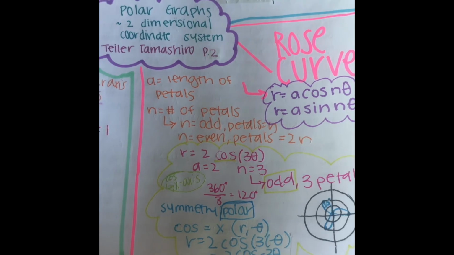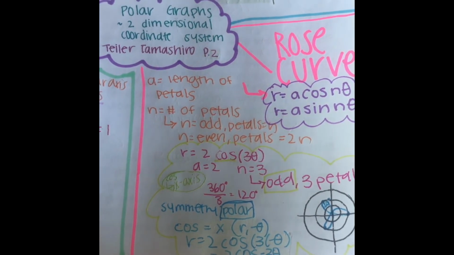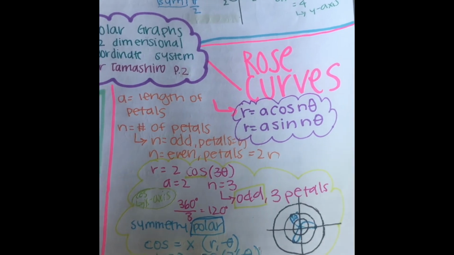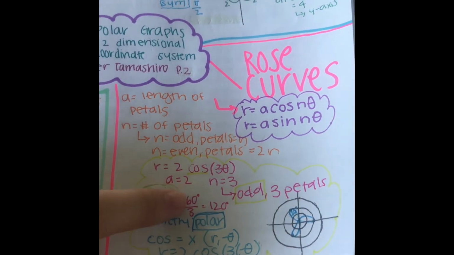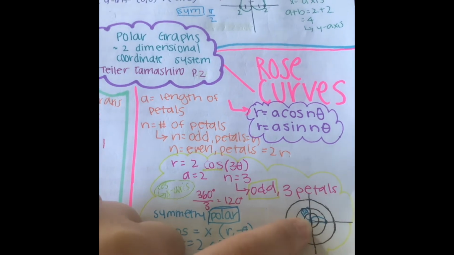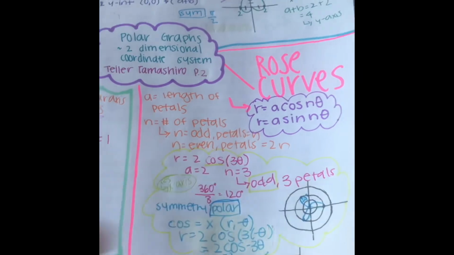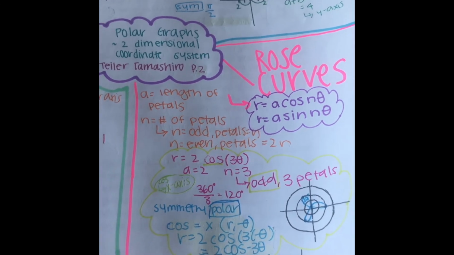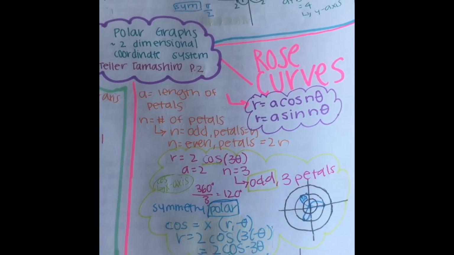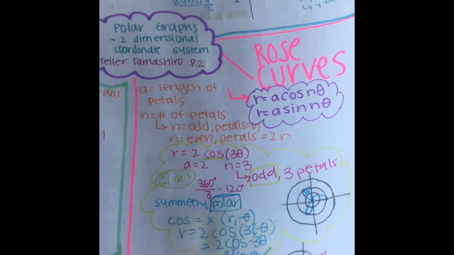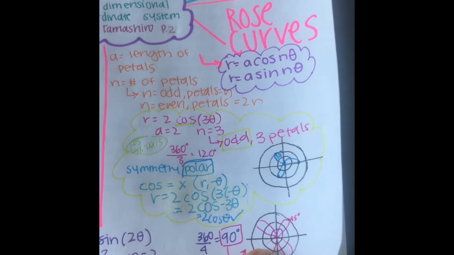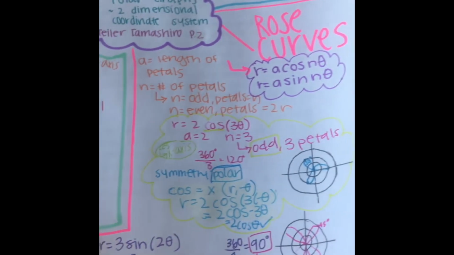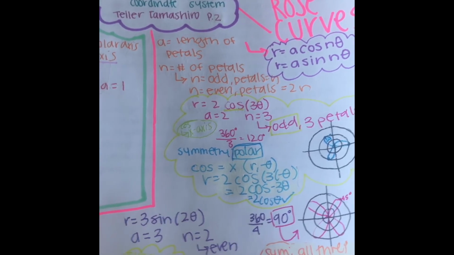Positive or negative A also determines whether or not the graph will be on the positive or negative axis for the first line that you graph. So this one, A is positive, so the first petal would be on the positive x-axis. The symmetry for the odd cosine is polar axis over the x because it is cosine, and sine is symmetrical in all three because it is even. So if we were to reflect it over x, y, and the origin, it would be symmetrical for all three.